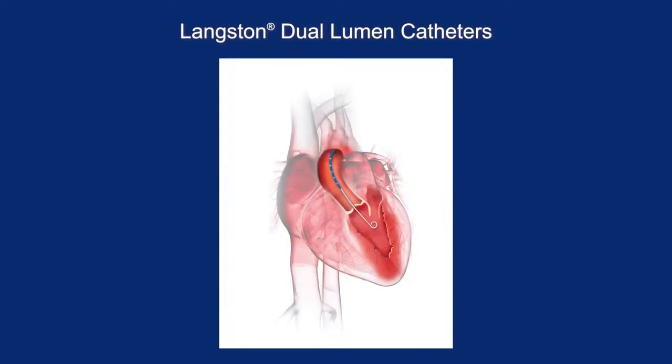The Langston catheter is the only device designed for simultaneous pressure measurements to accurately calculate the aortic pressure gradient and the valve effective orifice area. The Langston catheter's 2-in-1 coaxial lumen design assists clinicians to measure pressure in an accurate and efficient manner.